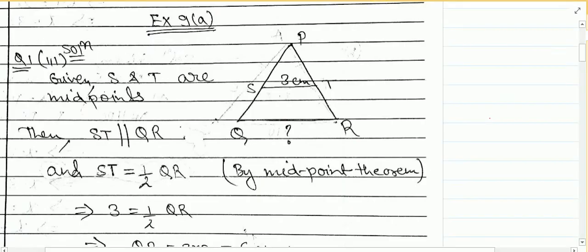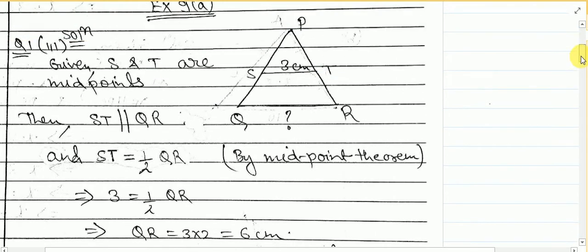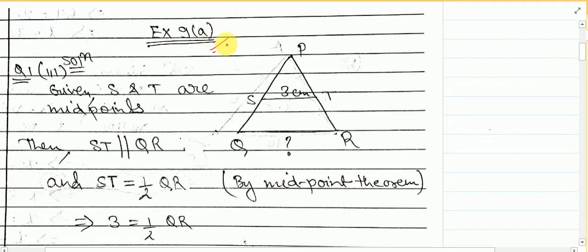Okay children, we have already discussed this question. Exercise 9a, question number 1, 3. For the solution, this is how you're going to write. You will draw the figure clearly, and here it's given S and T are midpoints. Since S and T are midpoints, ST will be parallel to QR, and ST is going to be half of QR. Why? Because of the midpoint theorem.